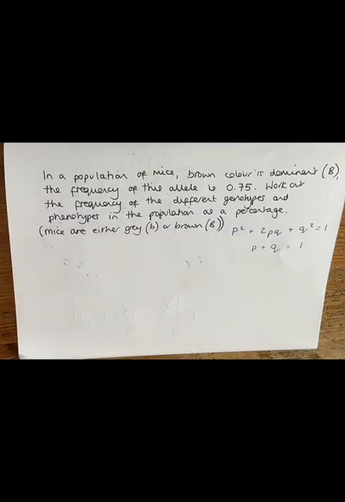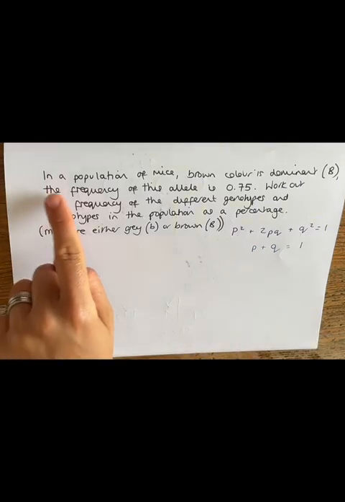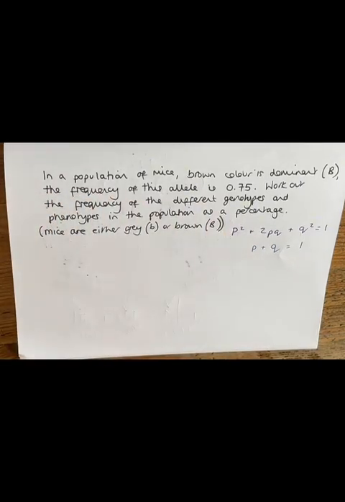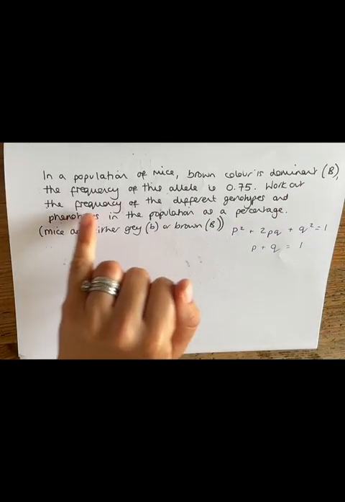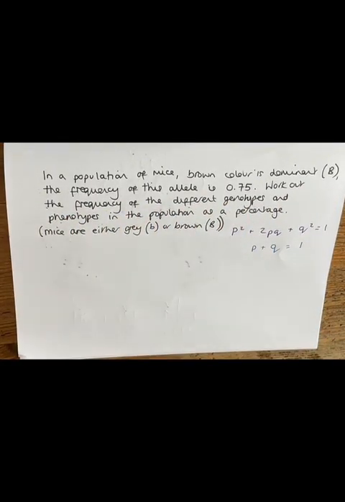So now we've had a look at how the equations represent the population, I want to look at a question. Here we've got, in a population of mice, brown fur colour is dominant, so capital B for that allele. And we're told that the frequency of the allele is 0.75. You're asked to work out the frequency of the different genotypes and phenotypes in the population as a percentage.